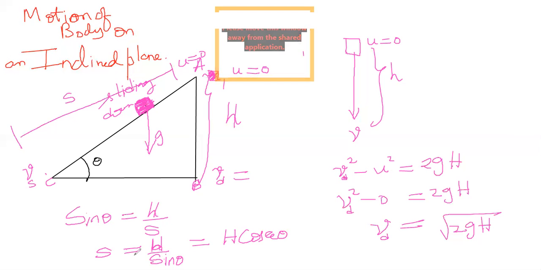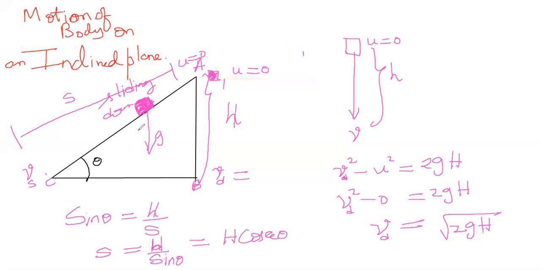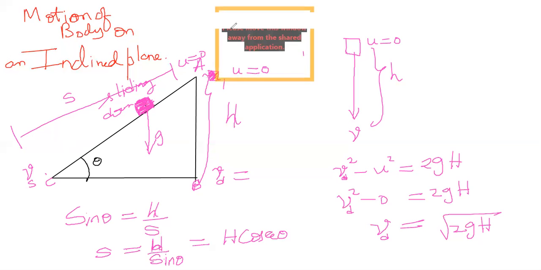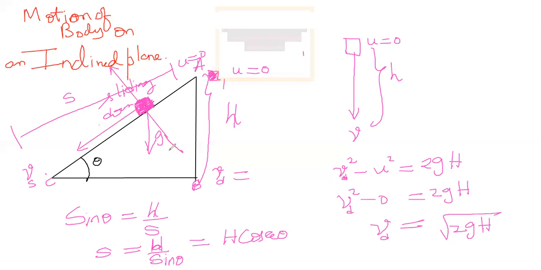Now we have to use this s and apply v square minus u square is equal to 2as. But what is the acceleration along the slide? That we have to find out. Sir, there are two accelerations, is it not? Yes, Kritika. The acceleration splits into two components. One component is along the inclined plane and one is perpendicular to the inclined plane. Actually, it splits this way.